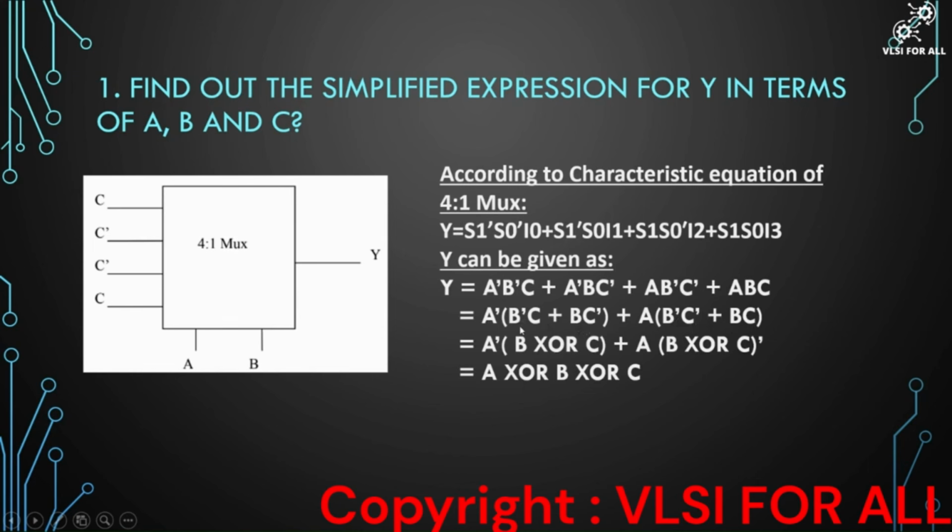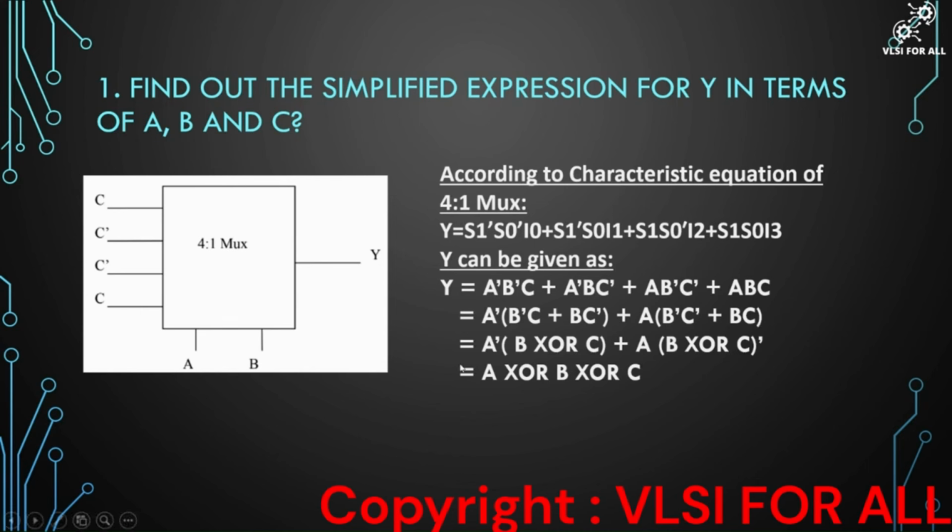Again, if we consider this equation, B bar C plus B C bar, it is characterized like an XOR gate. So B XOR C. Here, if we see, this is an XNOR gate, B bar C bar plus B C. But if we want to write it in XOR form, what we have to write? B XOR C whole bar. Then we have an XNOR gate, right?